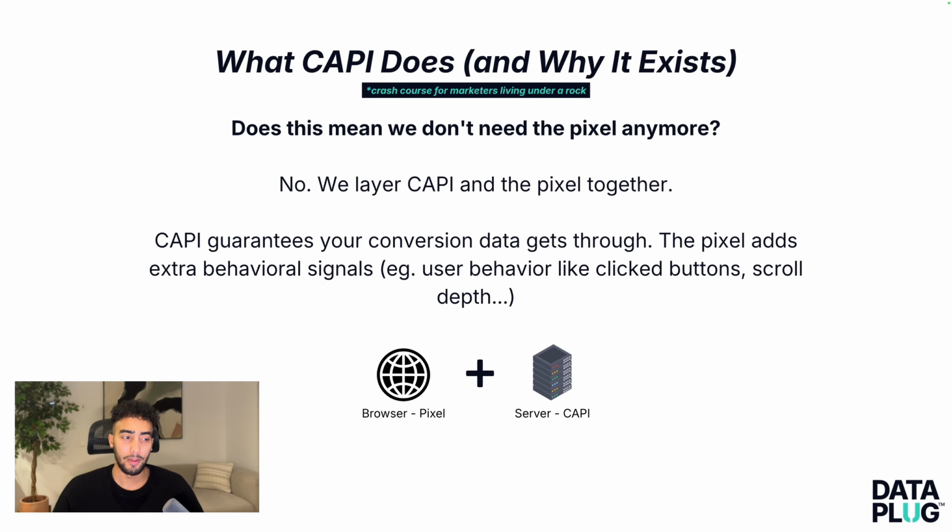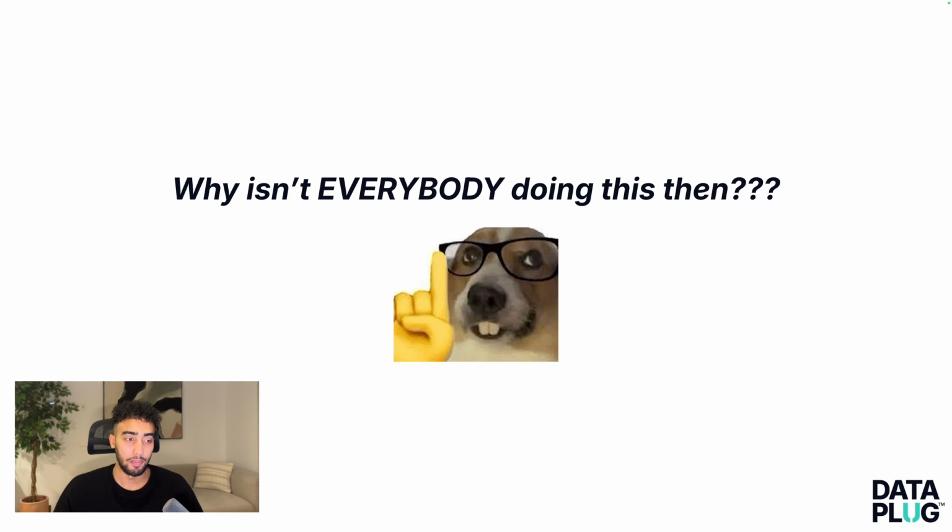They work at the same time because CAPI will guarantee your conversion data will get through, especially when someone submits a lead, when someone becomes a schedule, you can even do shows later, all that. But the pixel, by layering it, will add extra behavioral signals because the pixel can track stuff the conversion API can't. For example, how someone is scrolling on a funnel page, what kind of buttons they click, all that. So we just use them at the same time.